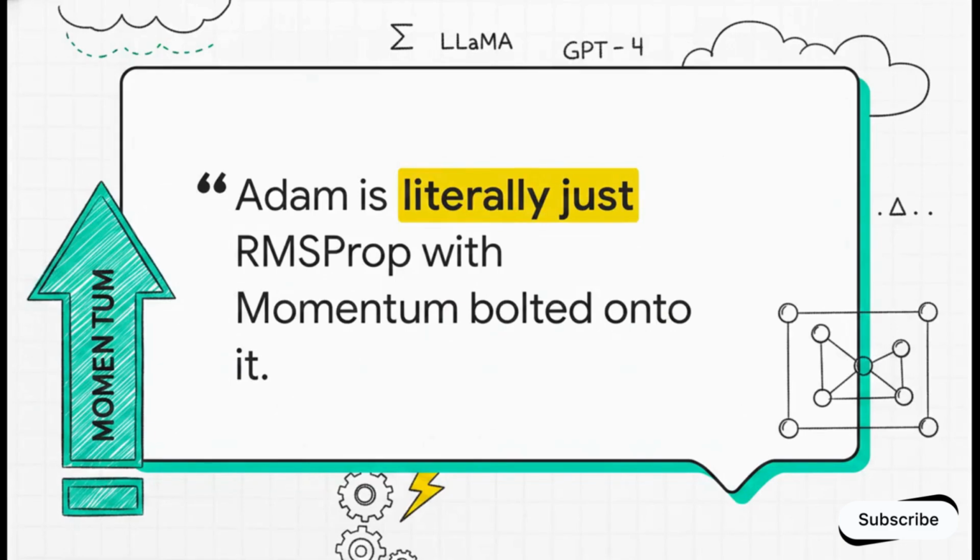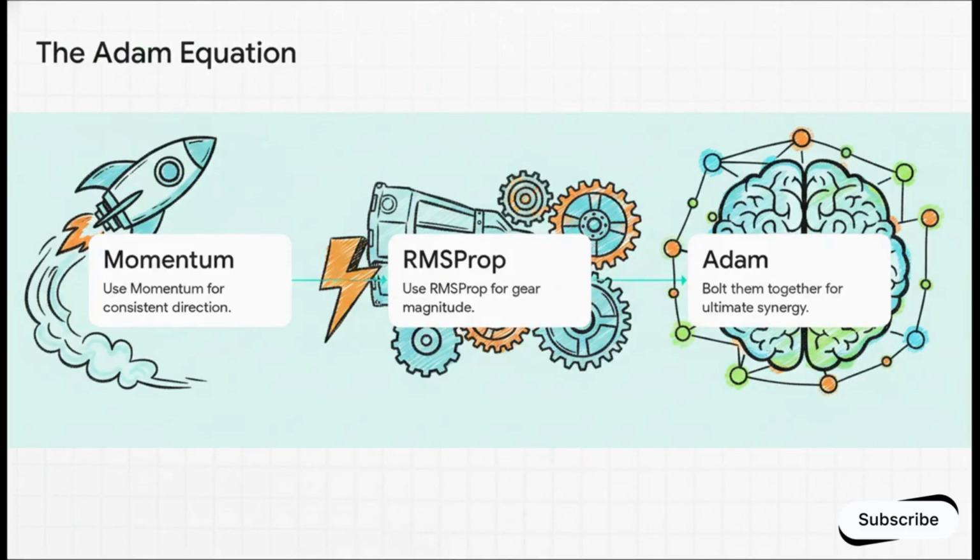Here is the reality. The Adam Optimizer, which is the absolute default engine powering everything from GPT-4 to Llama today, is not some magical new law of optimization. It's really just a combination of the precise mechanical lessons we've just diagnosed. This is the true aha moment of our explainer.